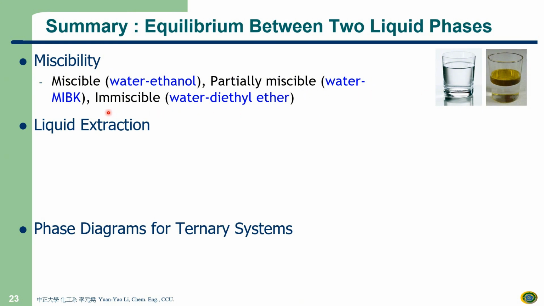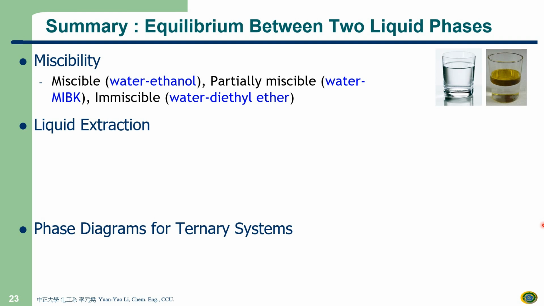And the last one is immiscible. One example is water and diethyl ether. These two cannot be mixed very well, and you will have a distinct layer between the two phases. So this is what we call miscibility.